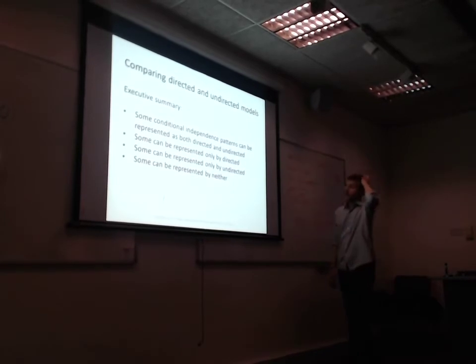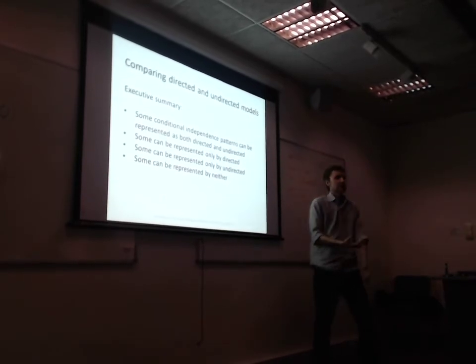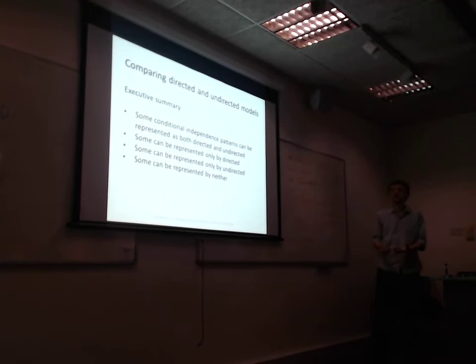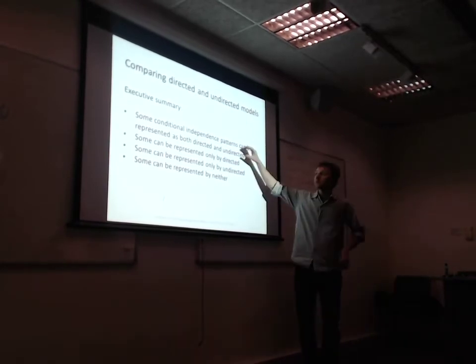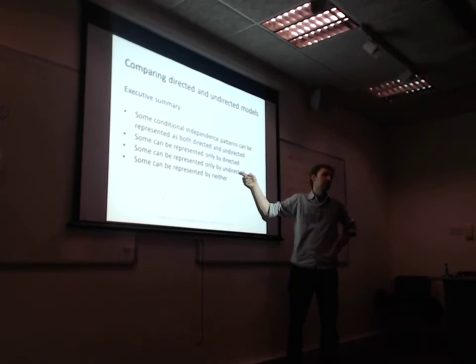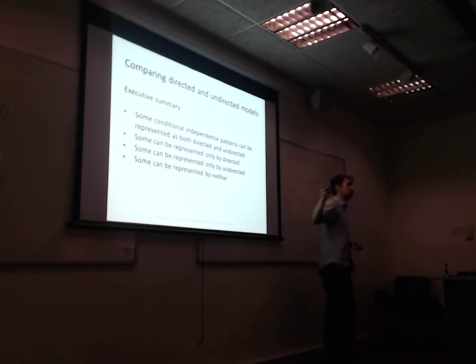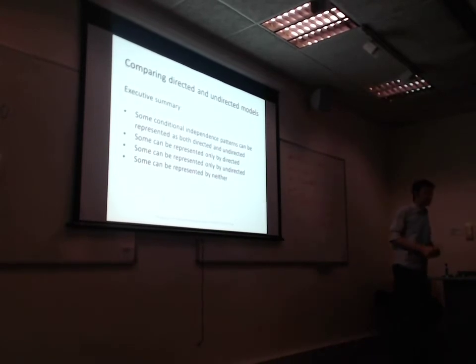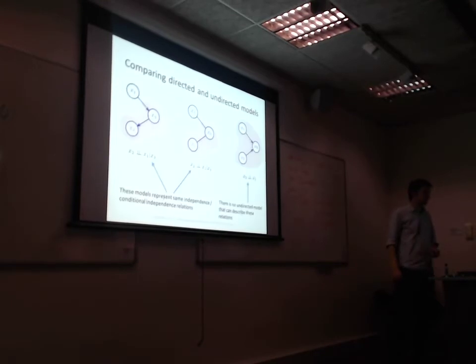Now, we've got directed and undirected graphs. You're thinking, why did you tell us about one and the other? Don't they just do the same thing? So, some conditional independent situations can be explained equally by both types of graph. Some can only be represented by directed and others by undirected. And in fact, there are some situations that can't be represented by either. And so we'll get to that later. But to give you some examples.